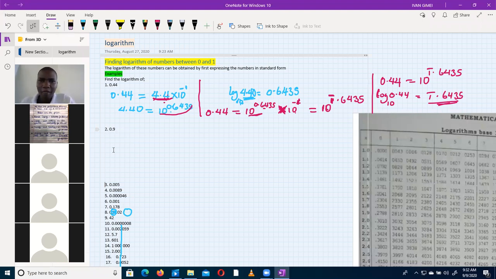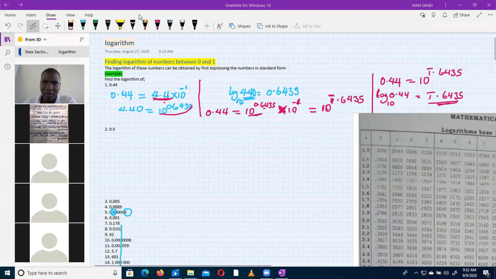Number 2, 0.9. Find the logarithm of 0.9. Now 0.9 is below 1. You know, it is between 0 and 1. So what do I do? If I have 0.9, I'll first have to write this in standard form.